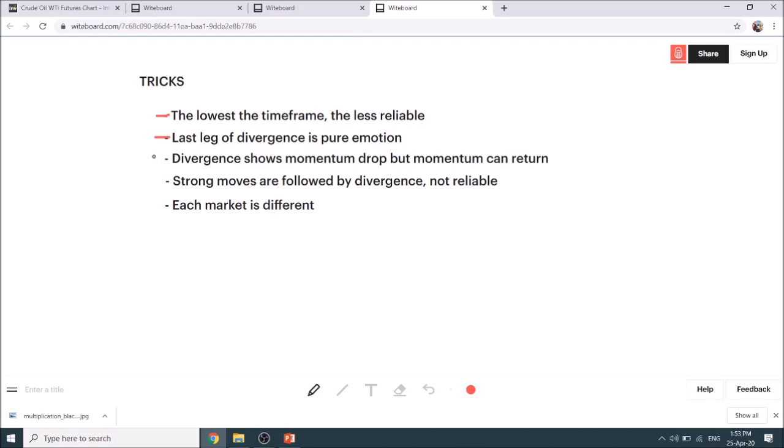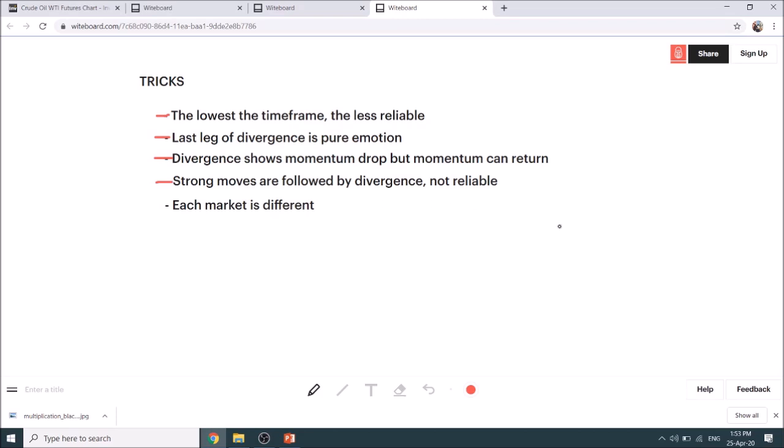Similar here, it's the same thing. The divergence is showing a drop in the momentum, but the momentum can return. It's only a higher probability trade. It doesn't mean that it will be successful 100%, of course. Sometimes you can have strong moves followed by divergence, but that's not reliable.